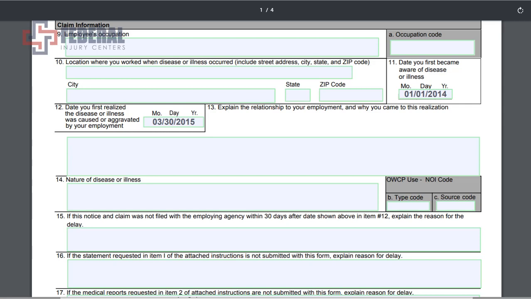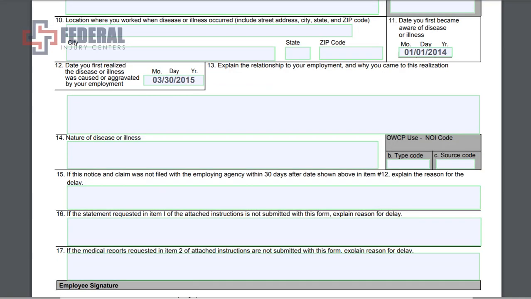Waiting to file is waiting for your injury to most likely get worse. One of the biggest problems is that folks delay the time from when they realize they're injured to the time that they actually decide to file. There's no benefit to anyone, including the government, for you to wait.